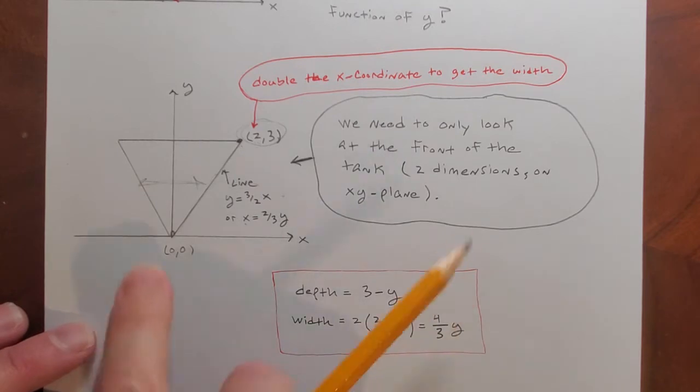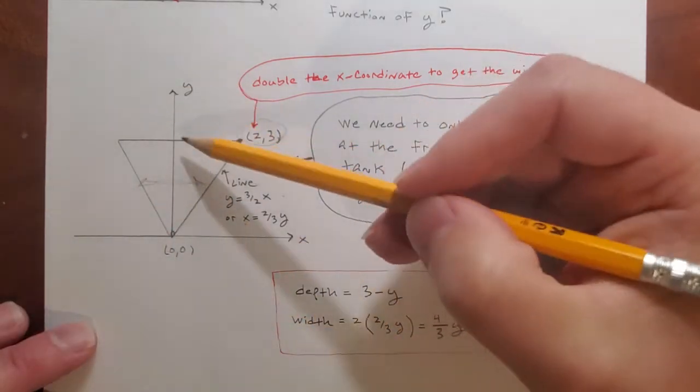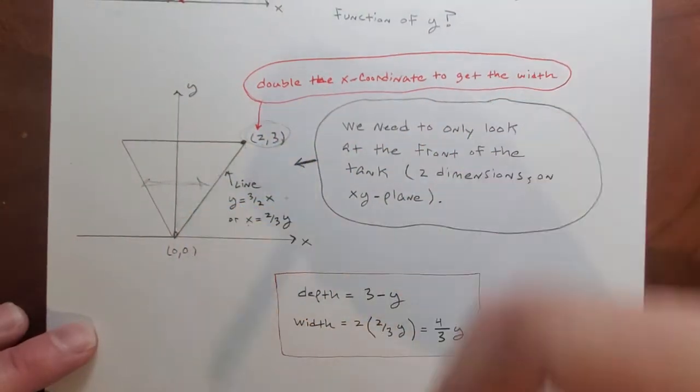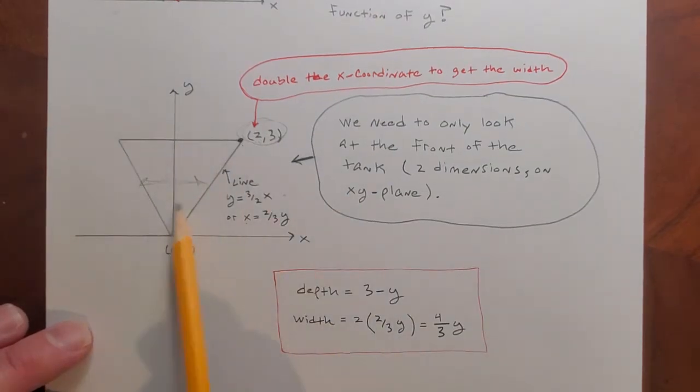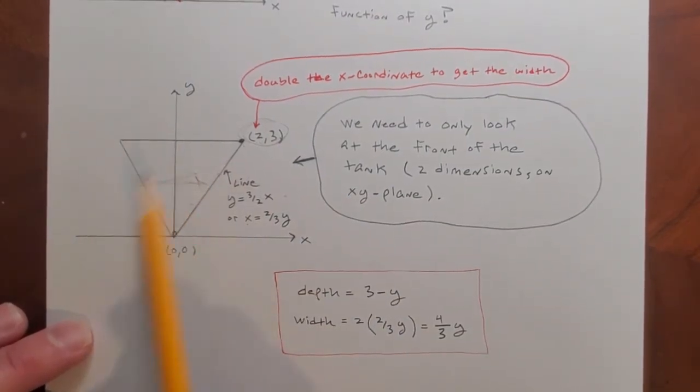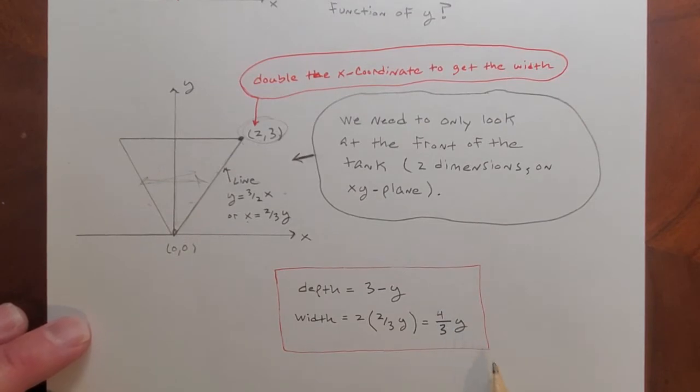There's a formula that will calculate the width of the tank if you tell me where you are on the y-axis. Doesn't the width vary along the y-axis? Sure, it gets wider at the top and narrower at the bottom. So you tell me where you are on the y-axis, and this will measure the width.